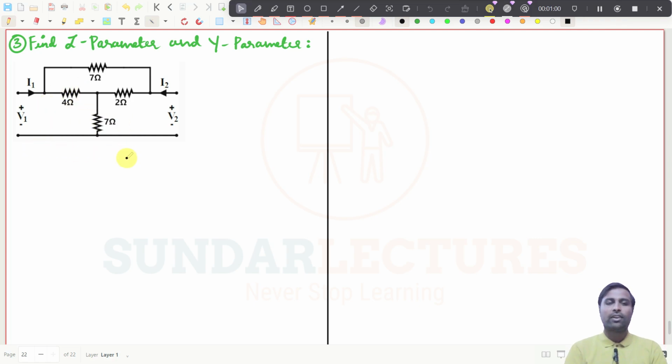So, I will draw the diagram and I will directly convert the delta version from the star, and you just try to convert it by yourself, and I will put the lecture links in my description to convert star to delta.